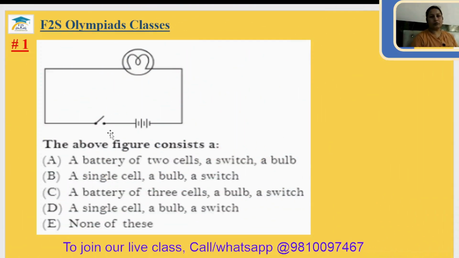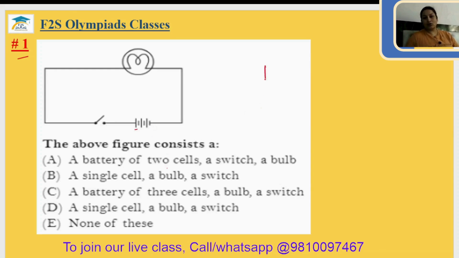Grade 6 Silver Zone Comprehensive Book, Chapter 9, Electricity and Magnets. Video Part 1, Question number 1. The above figure consists of a battery of two cells. No, there are three cells, because one big line and one small line show one cell. So two cells rejected, single cell rejected, three cells yes, a bulb. This is the bulb symbol and a switch. So this is also correct. So option C will be the correct answer. First answer is option C.